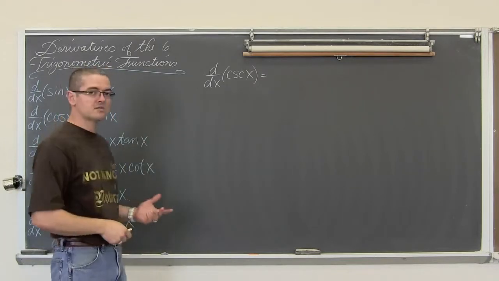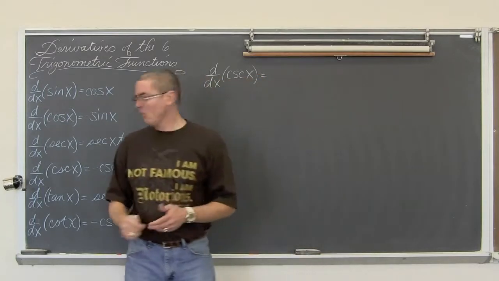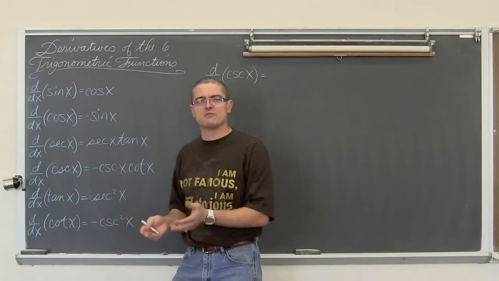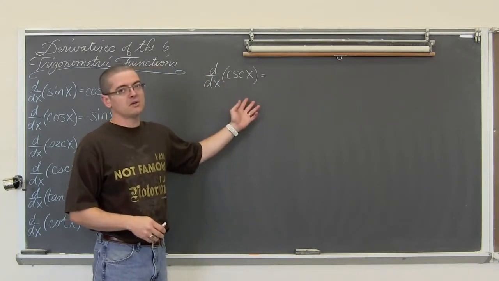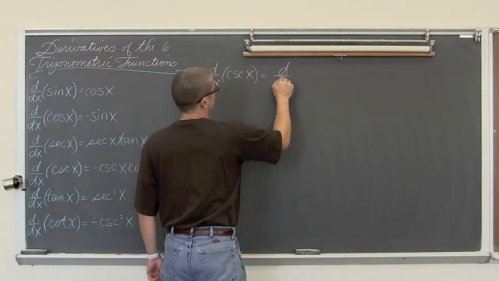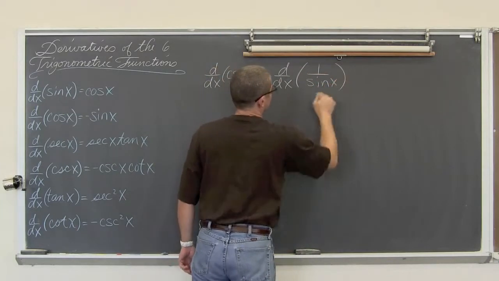Well, I just told you what the answer was right here. But where does this come from? Like, why is there all of a sudden two trig functions? Well, to figure that out, we're going to write this in terms of sine and cosine, and that is going to be now the derivative with respect to x of 1 over the sine of x.